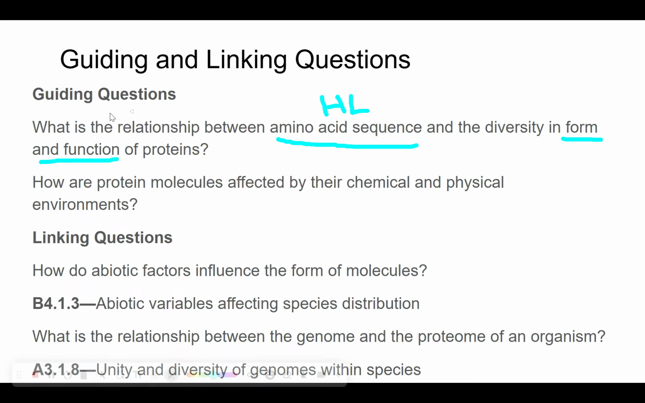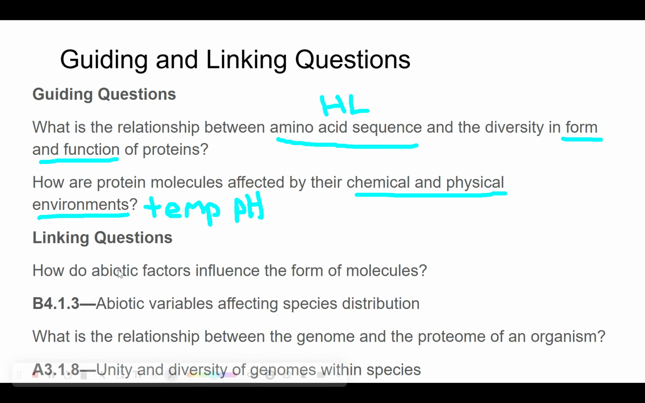And then the second guiding question is, how are protein molecules affected by their chemical and physical environments? And we will talk mostly about the impact of temperature and pH on protein molecules, and that is SL and HL content. That's like something everybody should know about.